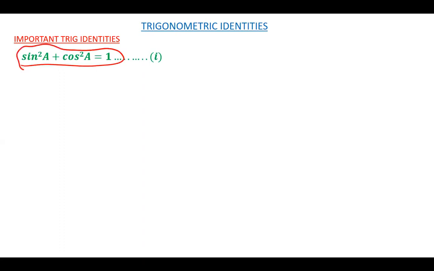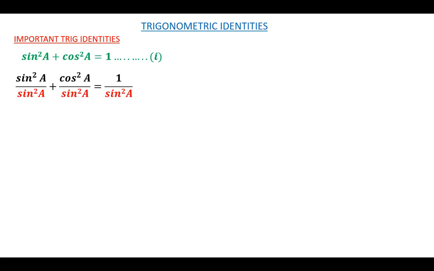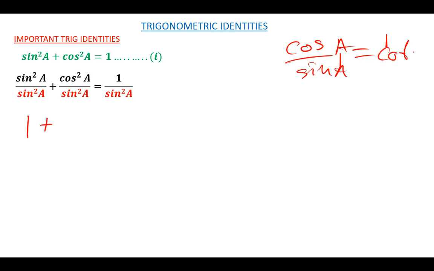This is called the Pythagorean identity. So what happens if we divide the Pythagorean identity by sine theta? When you divide sine squared theta over sine squared theta, the answer will be 1. Then we say plus, when you divide cos squared A over sine squared A, remember what I said, cos over sine, cos A over sine A, cot A.